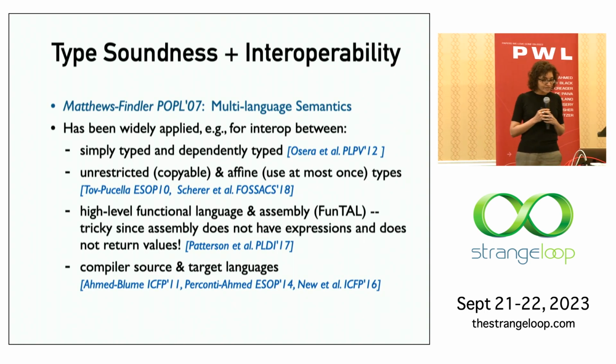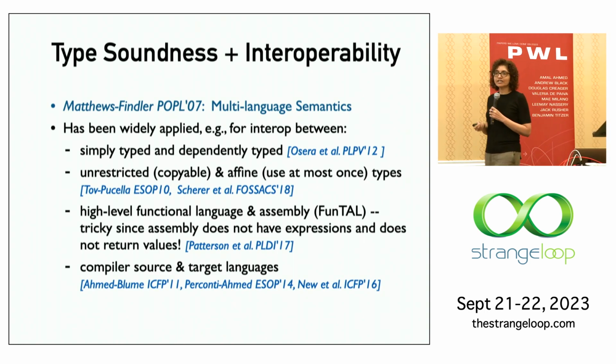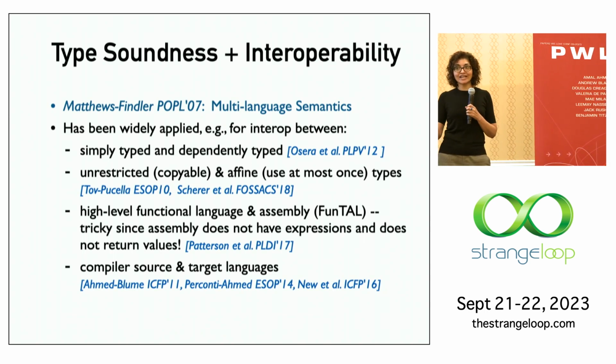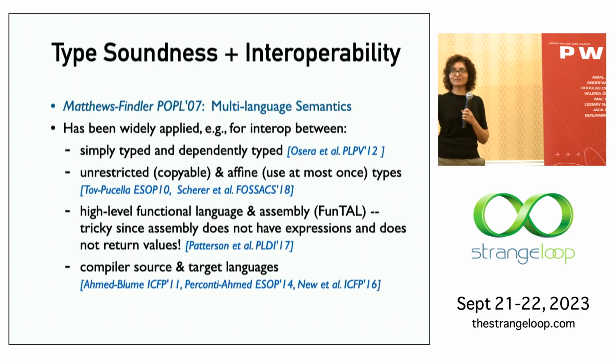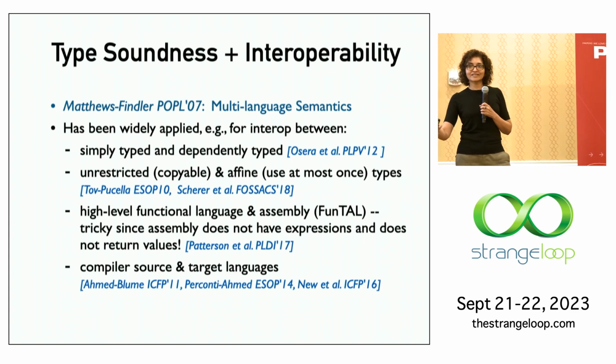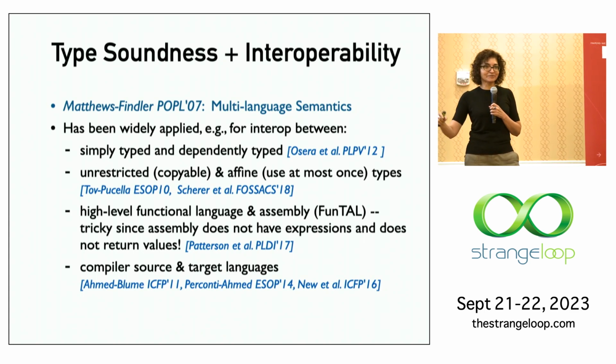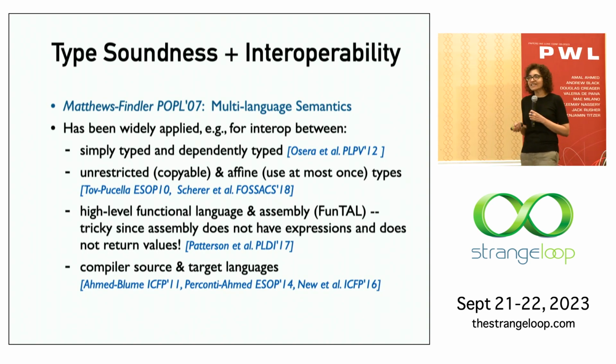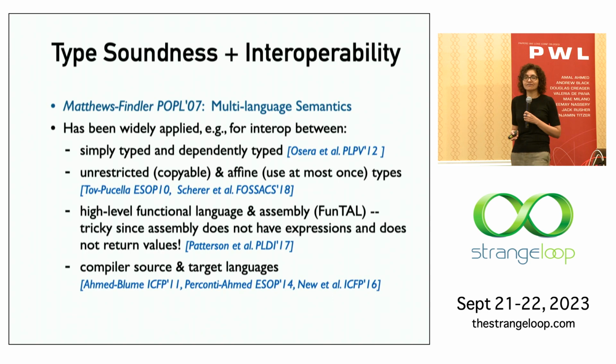So that requires actually wandering into new territory, because Matthews and Findler very clearly said, hey, our recipe works for any language that has expressions, and when you run them, they produce values. Assembly doesn't quite have expressions, and when you run them, they don't quite produce values, right? So the first question becomes, what is this thing that I can put under a boundary? What shape does it have?